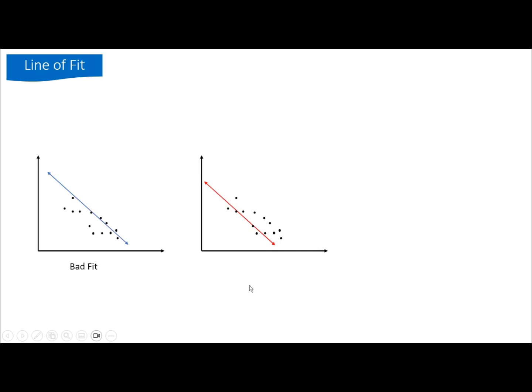Line of fit. Here's a reminder. This is not good, bad fit. This is a bad fit, many of them down, many of them up. This one is a good fit. See, almost half up, almost half down, okay?